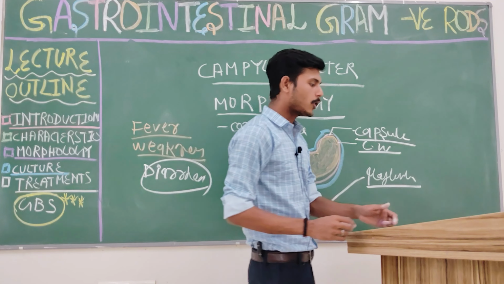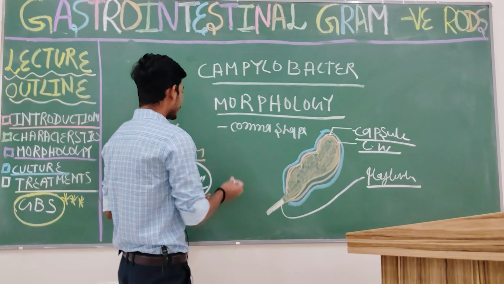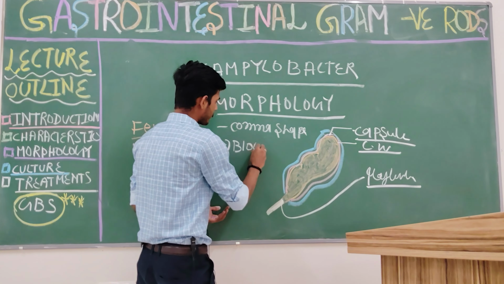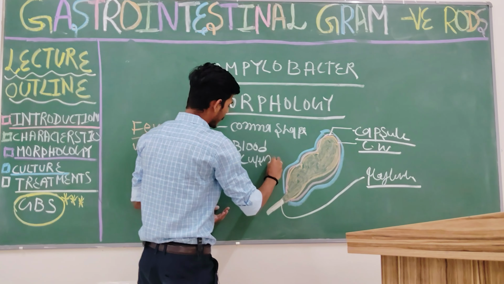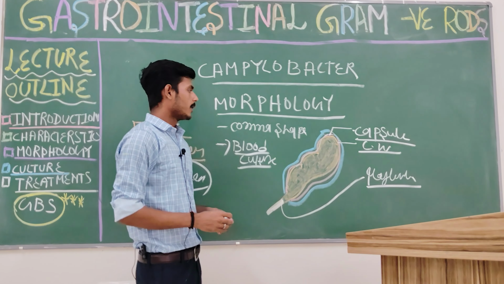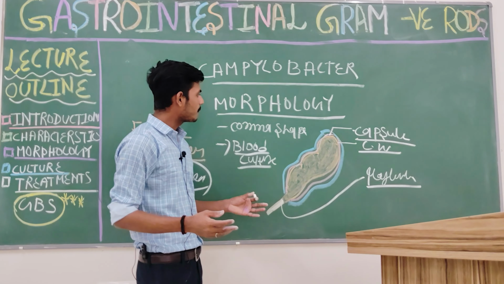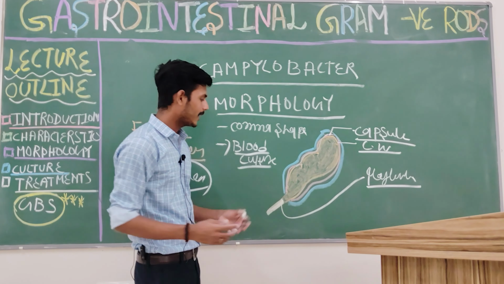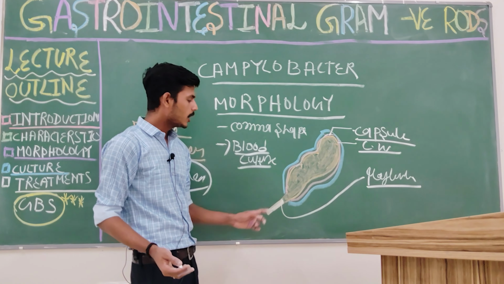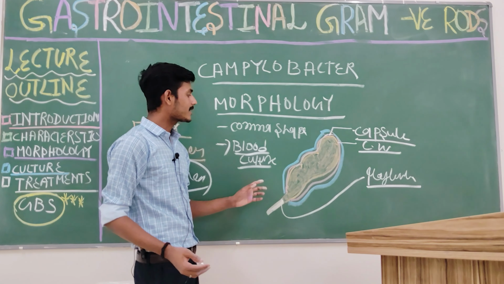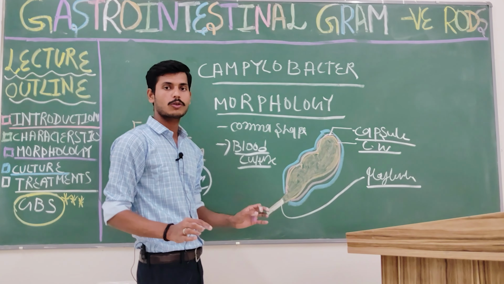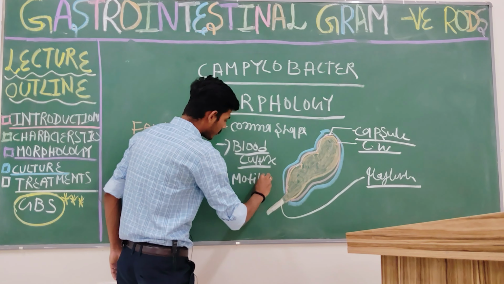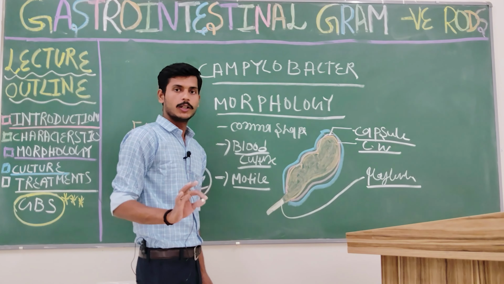Fine, no problem. Now if we talk about their culture, how we culture it, then mainly we culture on blood agar. The next thing you should remember about this Campylobacter species is that it is a motile bacteria. Why? Because there is the presence of flagella. This flagella gives it a kind of pursuit movement, also called darting movement. So it is a motile bacteria.